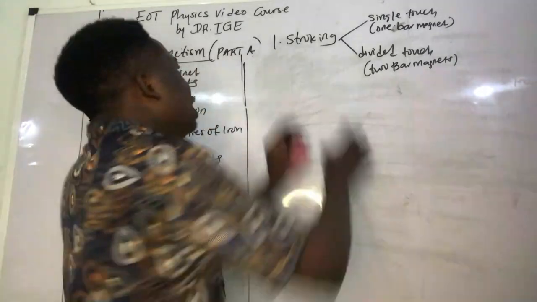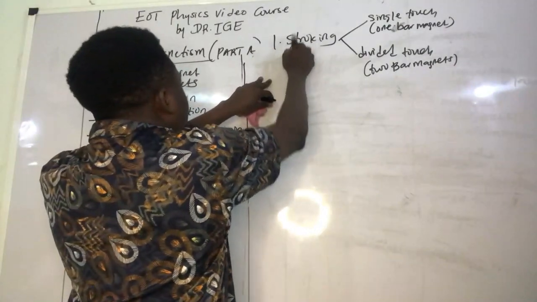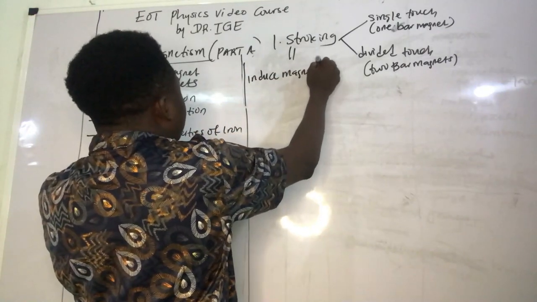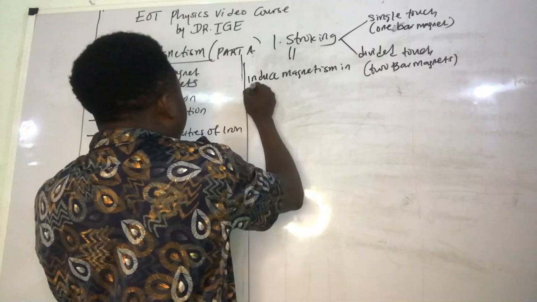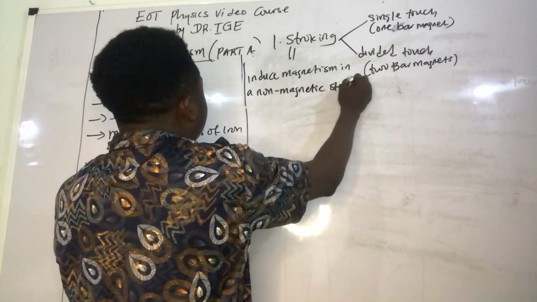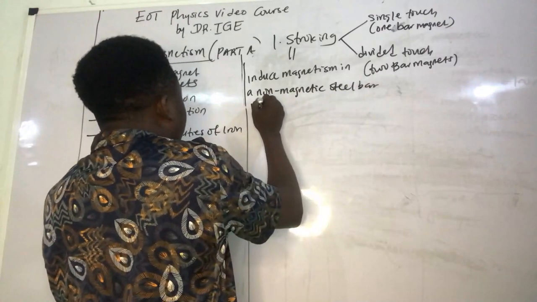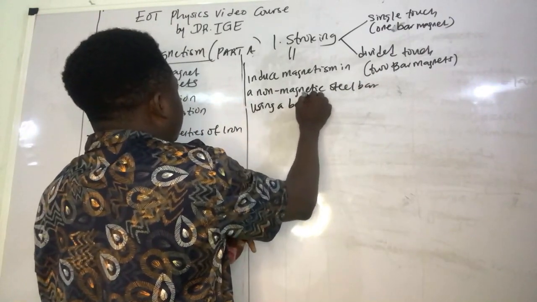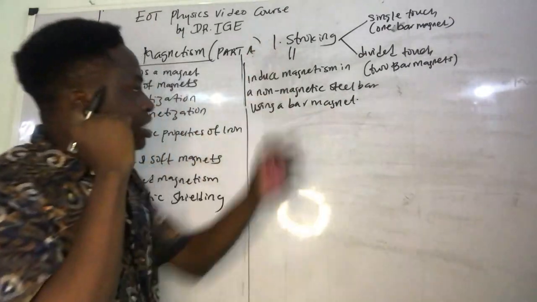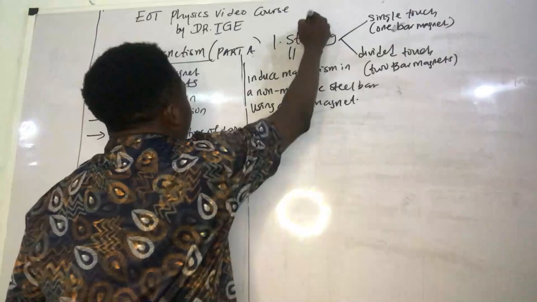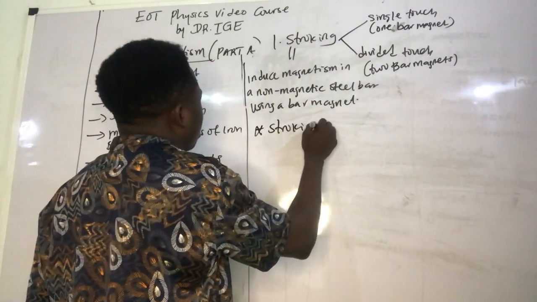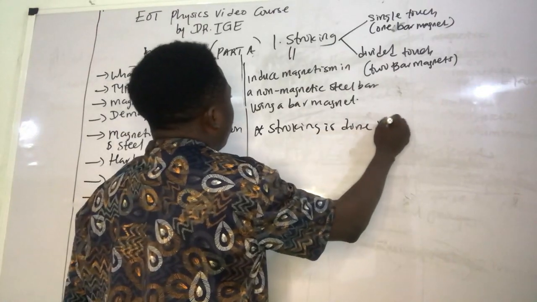Now remember, I said what we do in stroking is to induce magnetism in a non-magnetic steel bar using a bar magnet. You understand? That's just the concept basically. So let's think about single touch. And please take notes. Stroking, just please write this down. Stroking is done on a bench.